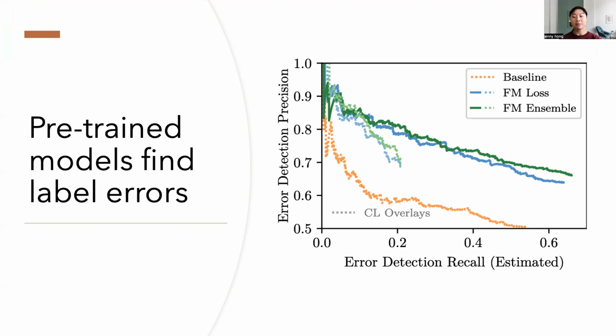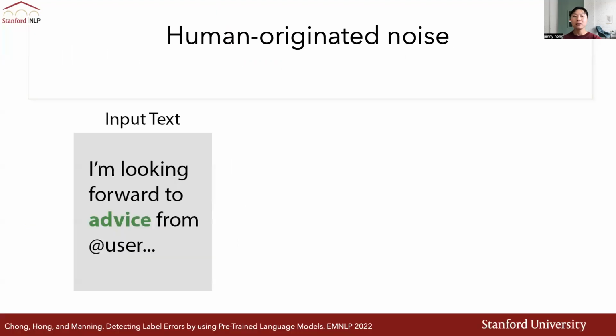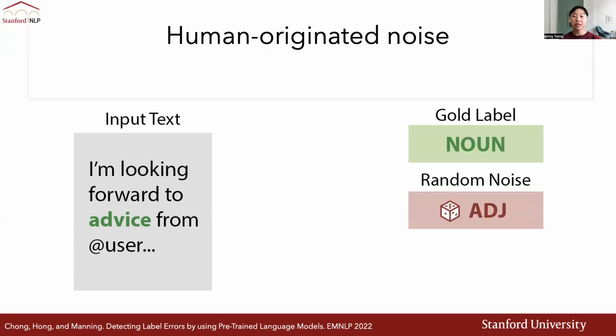That's why people evaluate their models on synthetic noise. What is synthetic noise? Say you have a part of speech labeling task. I'm looking forward to advice. The correct label is a noun. If you want to simulate an error, you might change the label to another class at random, like an adjective. But this isn't really hard for any model. Advice is obviously not an adjective.